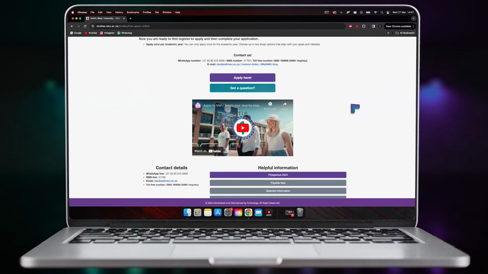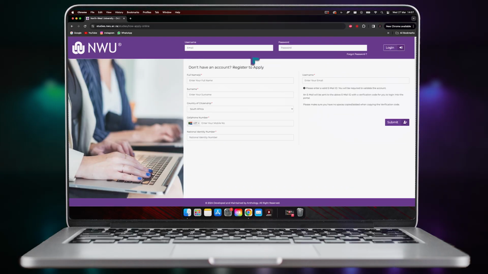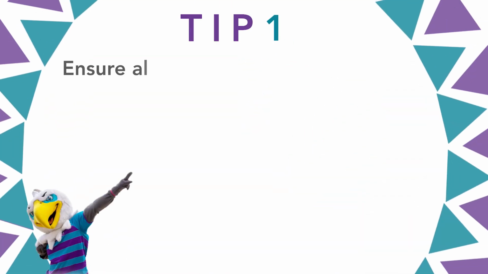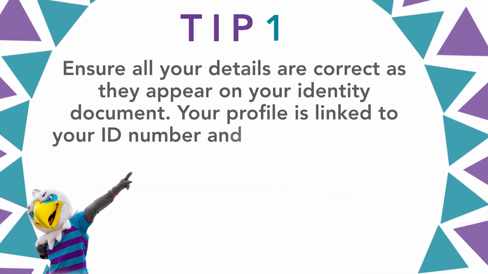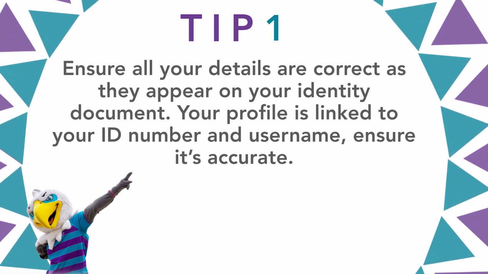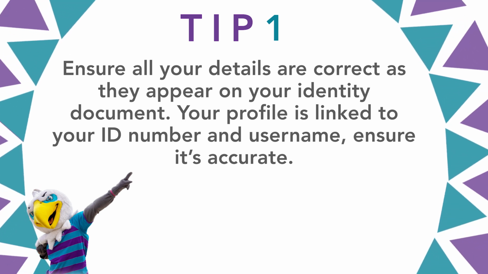Visit NWU's How to Apply online webpage and create your application profile. To create your application profile, register to apply by entering your personal details in the application portal using your email as your username. Tip number 1. Ensure all your details are correct as they appear on your identity document. Your profile is linked to your ID number and username.